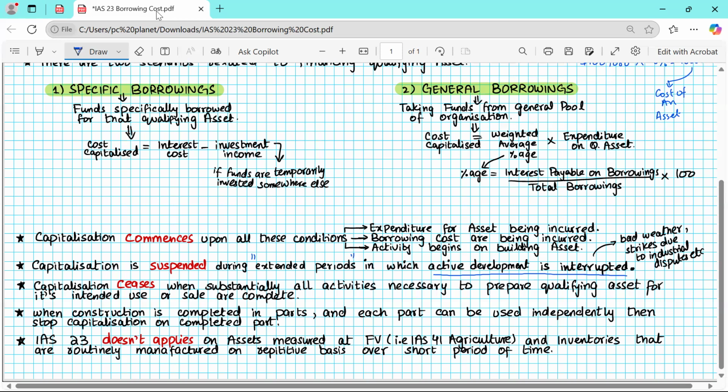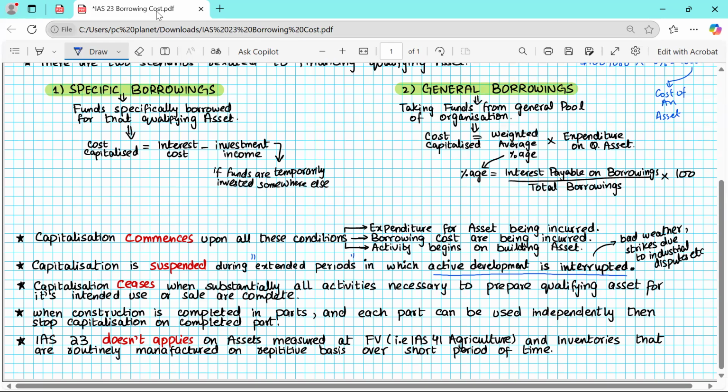Like when you construct a building, you have to take a break for some time, and then you have to do the exterior works, right? Interior works. So if breaks are like that, then you cannot do the suspension. Suspension is only done when the development is interrupted due to external factors, not where the delays are necessary. If a delay is necessary, then during that period you cannot suspend the capitalization. But if the delay is because of bad weather or strikes, then you can suspend the capitalization. Clear?